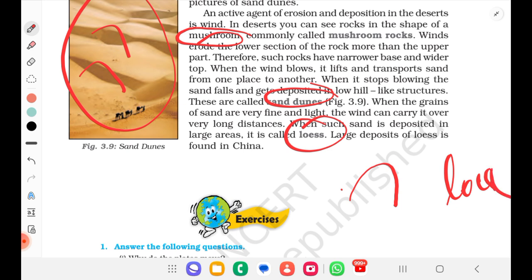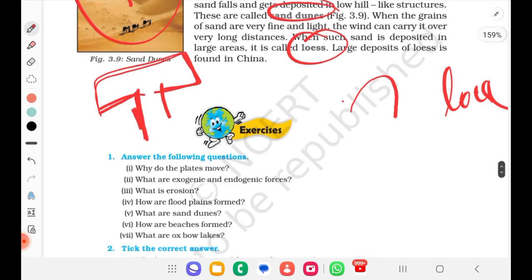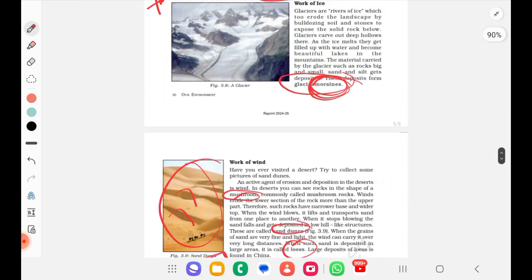So, because of erosion, mushroom rocks are forming. What does it mean? Narrow edges and a wider upper part. Okay, so this is all about the changing earth.